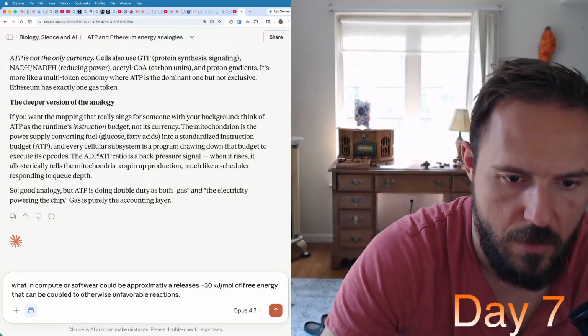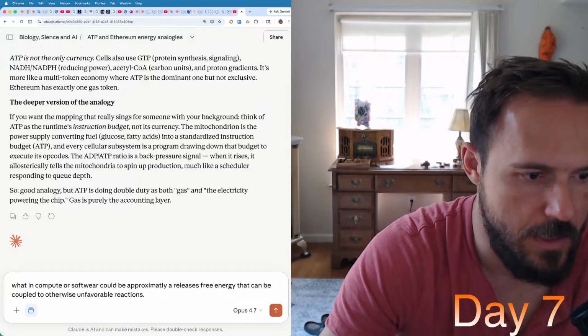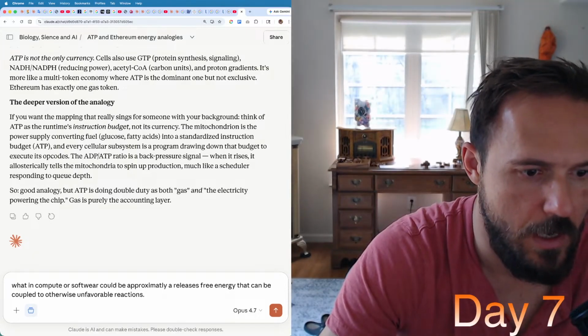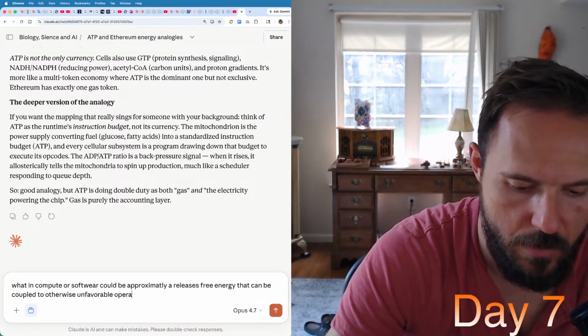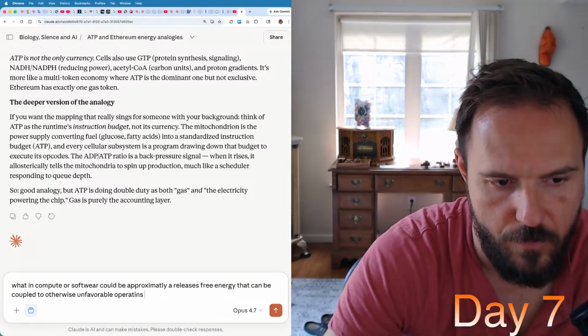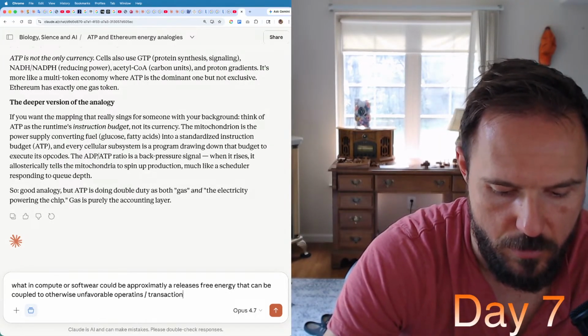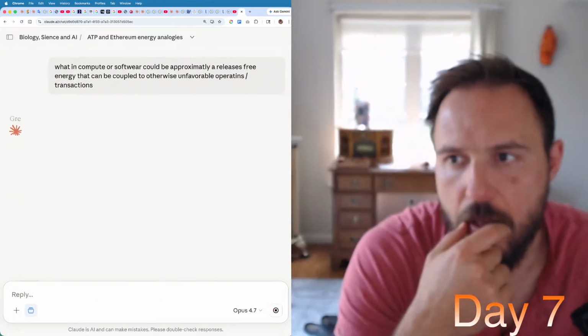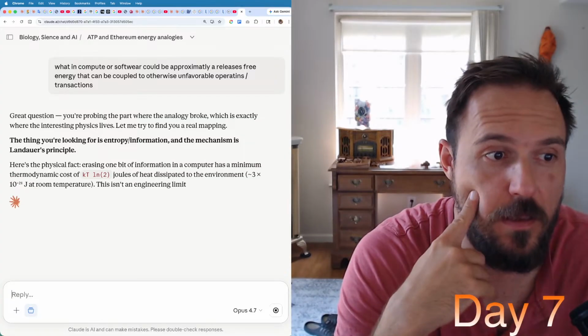what in compute or software could be released energy that can be coupled to otherwise unfavorable operations? Slash transactions. That's interesting, because sorting comes to mind. Great question.